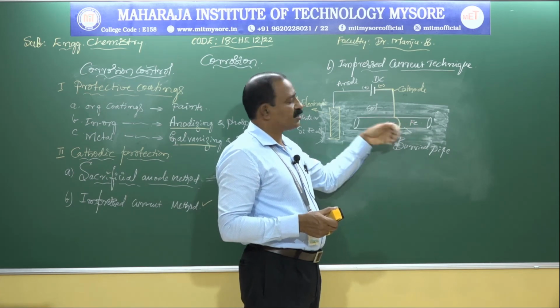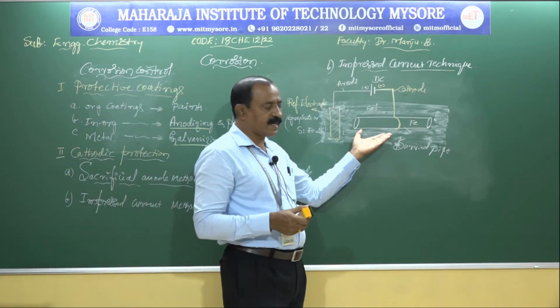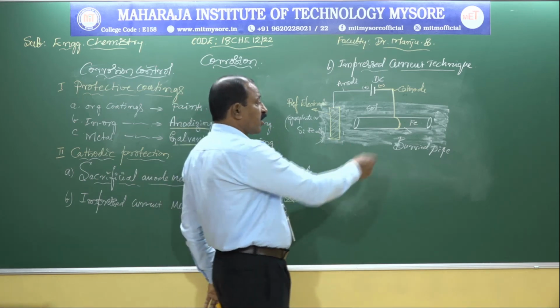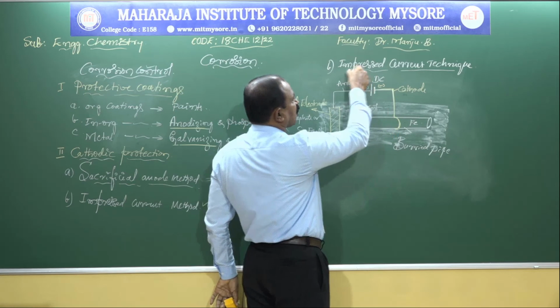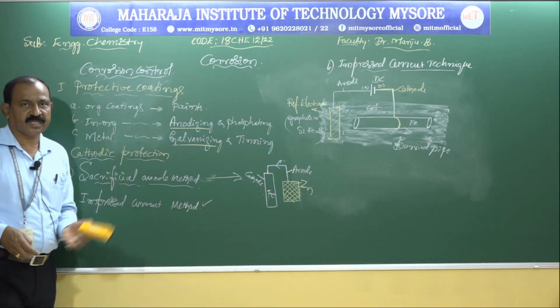Now iron metal, 24 into 7 into 365 days, if you apply the electric current, does not undergo corrosion. You can easily control the rate of corrosion by applying electric current. That method is called the impressed current technique. Now this is about corrosion science.